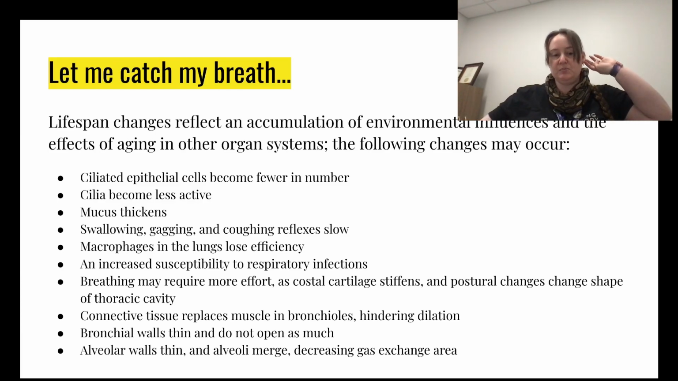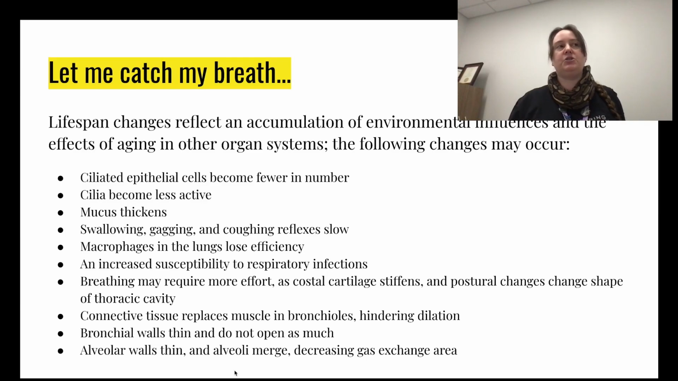Connective tissue replaces muscles in the bronchioles. It hinders dilation, so you're not dilating correctly. Bronchial walls thin, so they don't open as much. Alveolar walls thin, and you may be going, wait, I thought thin is good. Yeah, but then they start merging, and when they merge, you don't have as much surface area, and because of this, you decrease your gas exchange areas. So them getting thinner and merging gives you less surface area.